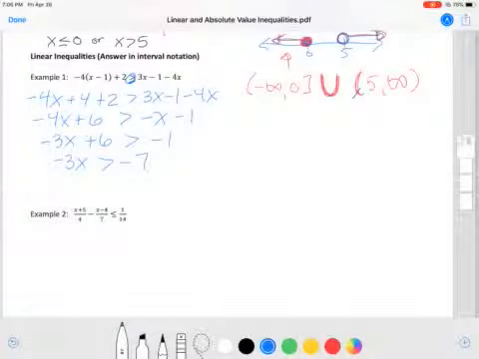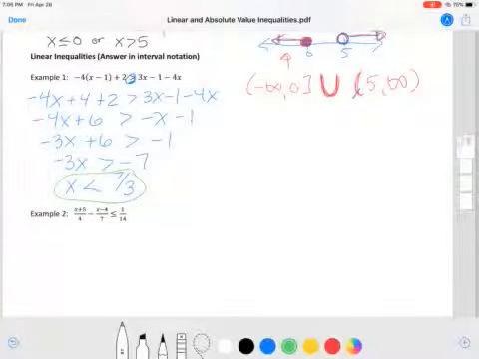Now my last step is to divide both sides by -3. But here we have the situation where I'm dividing by a negative number, so I have to remember to switch the direction of my inequality sign. So I'm going to switch that direction, and I have a -7 divided by a -3, which makes it positive because I have a negative divided by a negative. And so here is my answer in inequality notation.